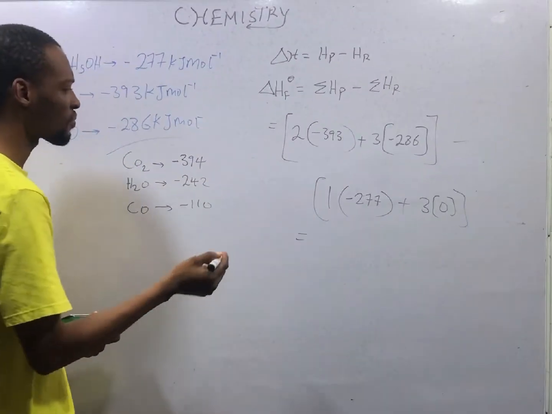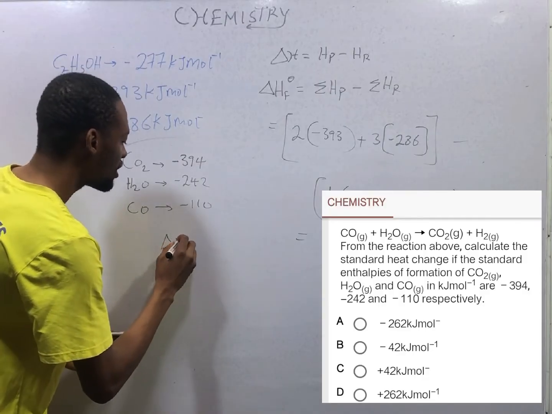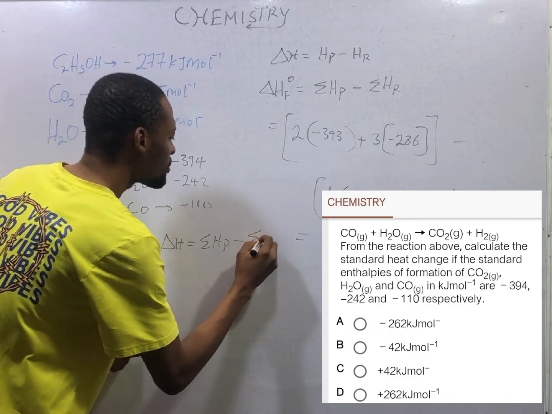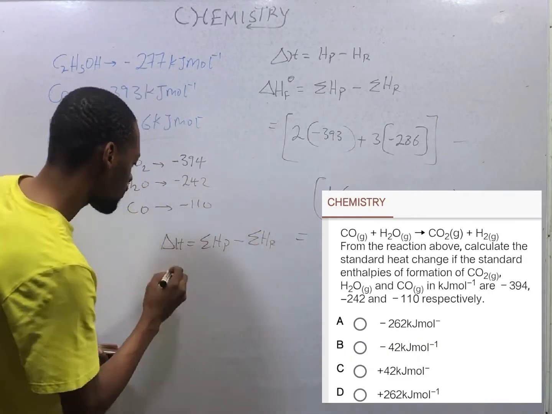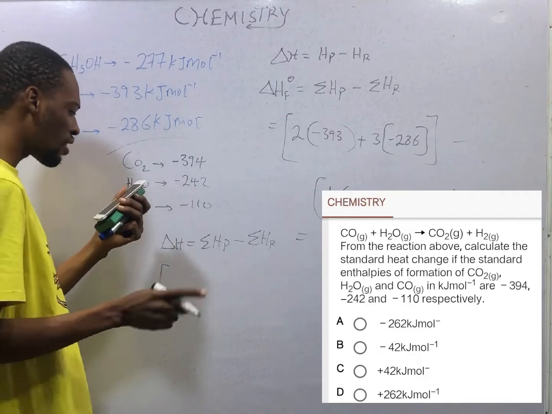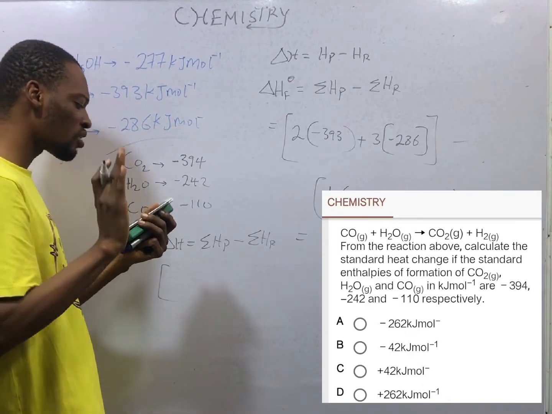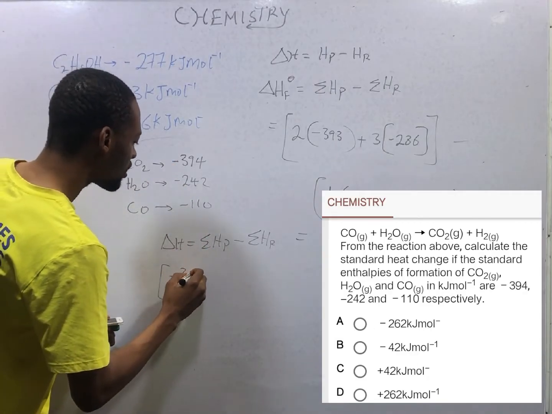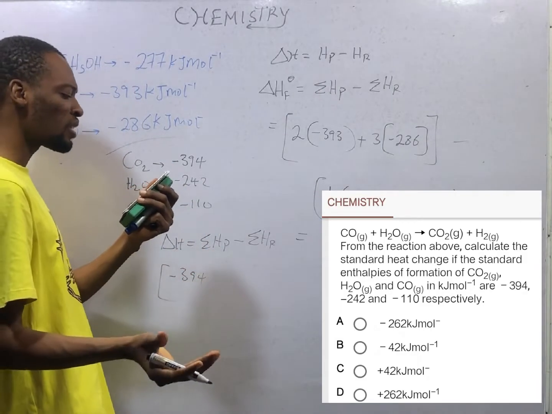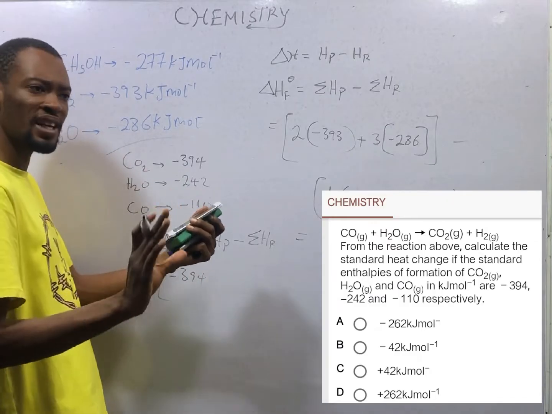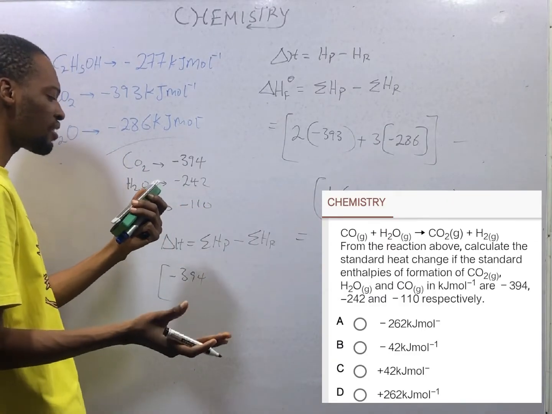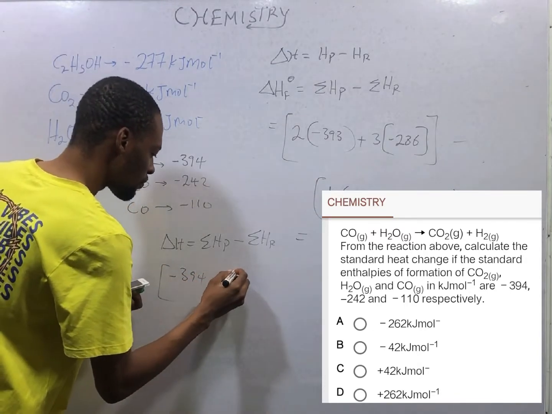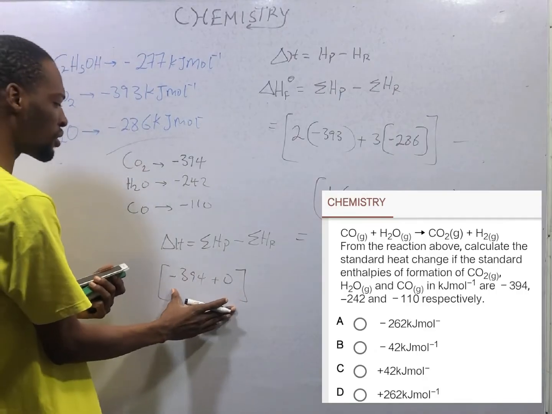From here, food is ready. Remember, delta H is equal to the summation of heat of products minus the summation of heat of reactants. So for the product, we have 1 mole of CO2. No need to multiply by anything. And CO2 is minus 394. For the product, we also have hydrogen gas. For a free element, I told you that the standard heat change is 0. So plus 0. So we are done for the product.